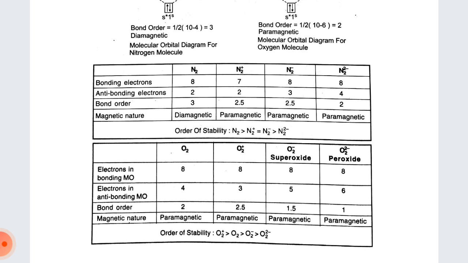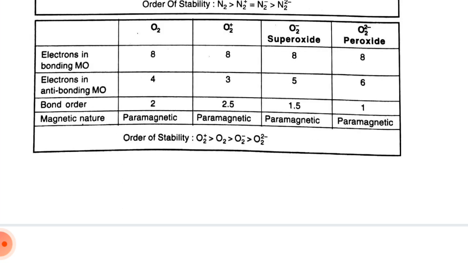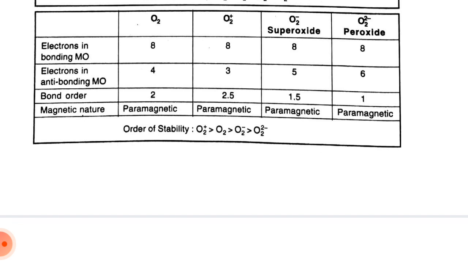Then the order of stability will be: N2, dinitrogen in neutral form, is greater than N2 2 plus, equal to N2 minus, greater than N2 2 minus. Now here O2, oxygen, O2 plus, O2 minus superoxide, O2 2 minus peroxide: electrons in bonding molecular orbital, electrons in antibonding molecular orbital, bond order, magnetic nature. So we are going to learn about the magnetic nature of different species of oxygen.